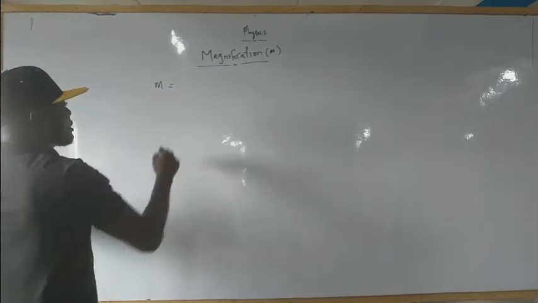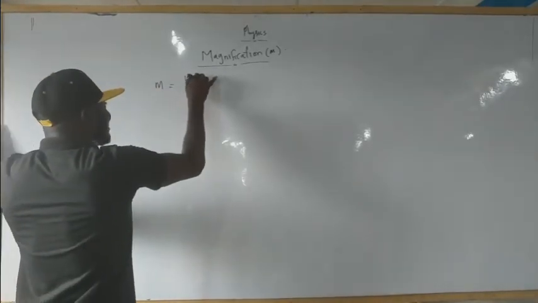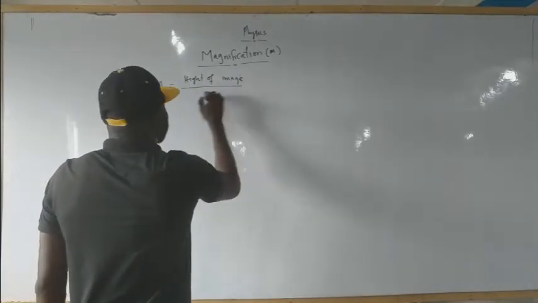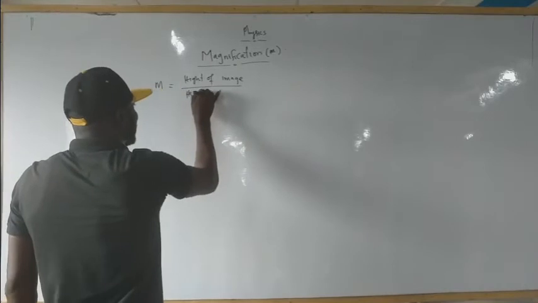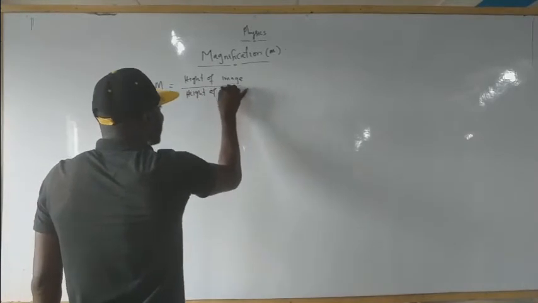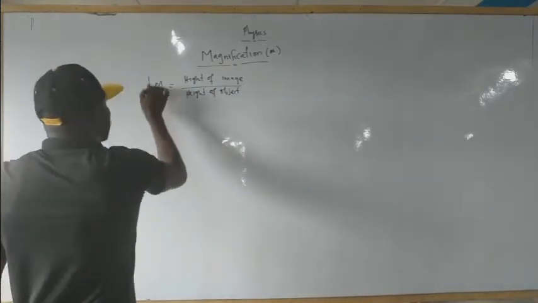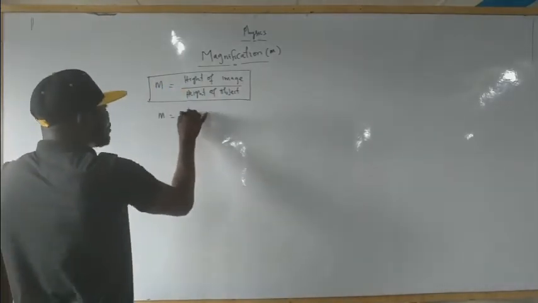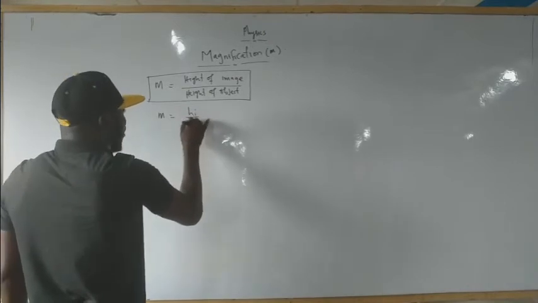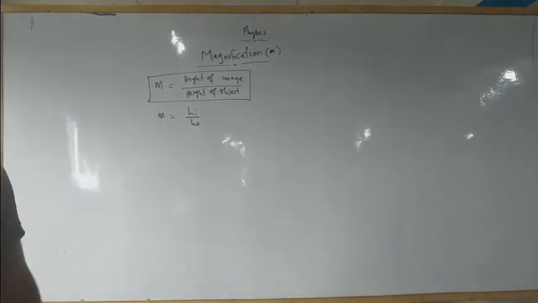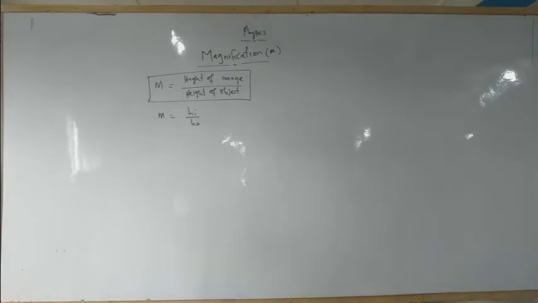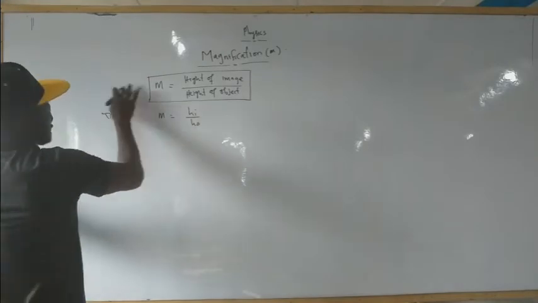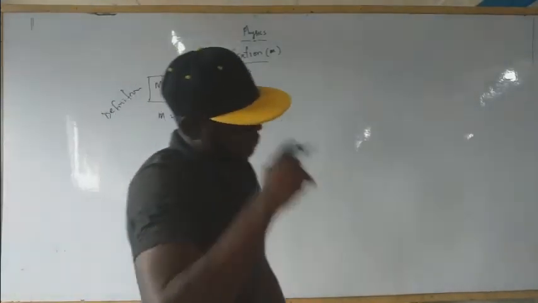Magnification equals the height of image to the height of object. So we can say M equals HI upon HO by definition. So that is the definition of magnification.